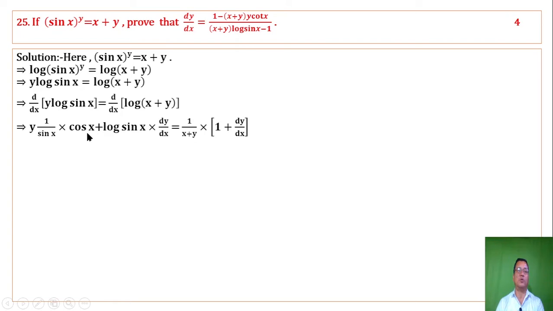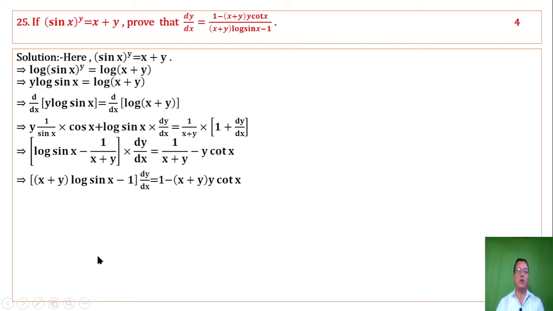y into derivative of log of sine x, which is 1 by sine x into cos x, plus second function log of sine x remains unchanged into derivative of first function, that is dy by dx, equal to derivative of x plus y with respect to x, which is 1 plus dy by dx. Transfer the terms containing dy by dx to the left side and other terms which do not contain dy by dx to the right side, and simplify, we get this. Solve for dy by dx, we have reached the final result.